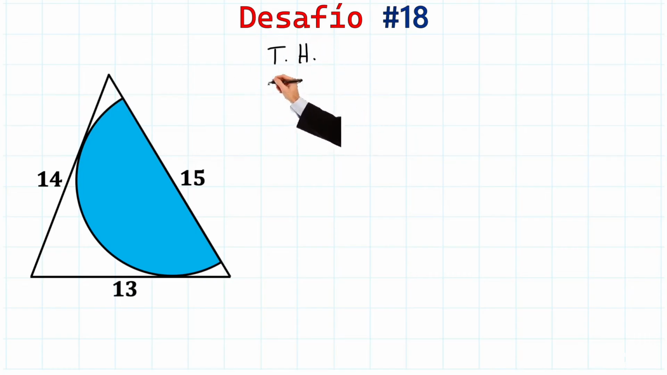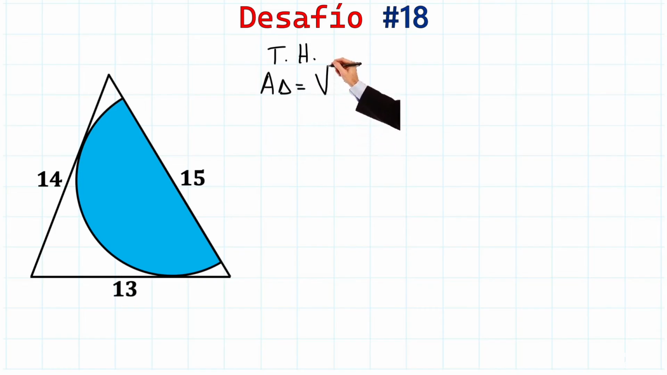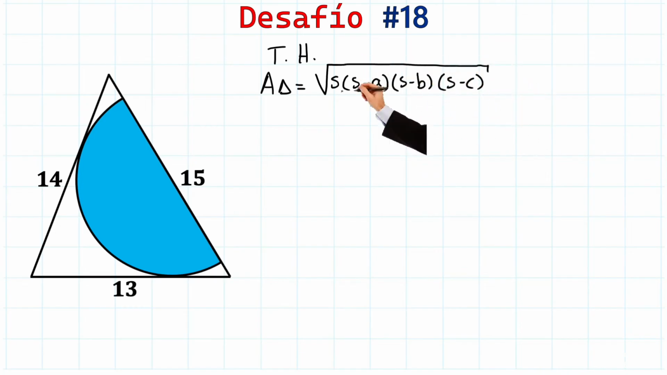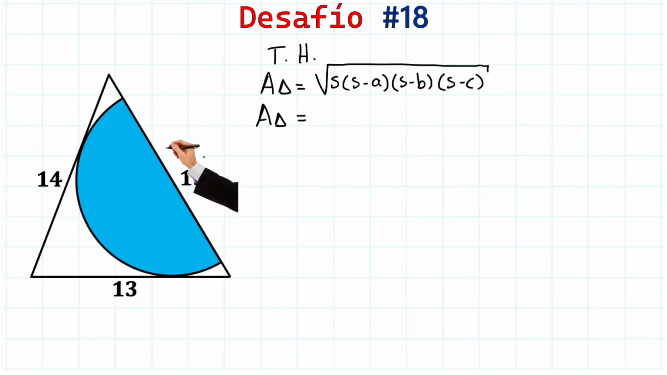Very well, Heron's theorem tells me that the area of a triangle is equal to the square root, pay close attention, of s multiplied by s minus a, multiplied by s minus b, and multiplied by s minus c. Fantastic. And you might be wondering, what is s? Well, s is the semi-perimeter, which is adding the sides and dividing by 2.